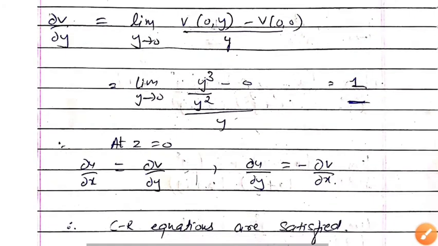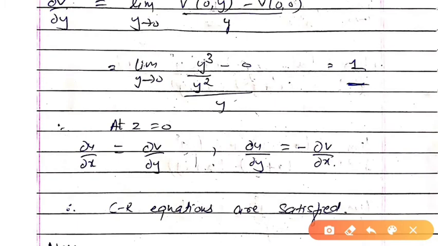So here you can see that ux equals vy. Ux was 1 and here vy is 1, so both are equal, and the rest of the 2 are 0, so you can say that CR equations are satisfied. So one portion is done here.